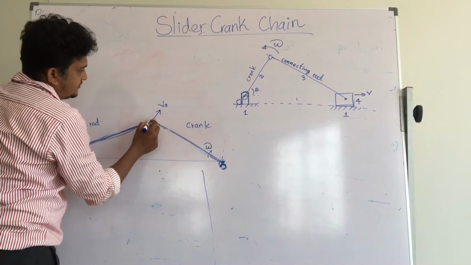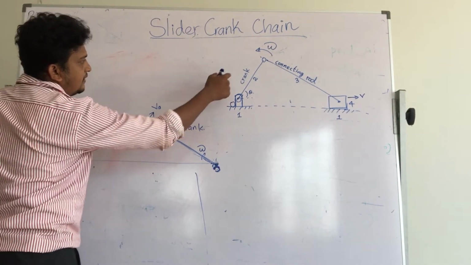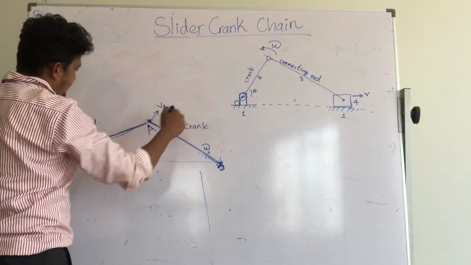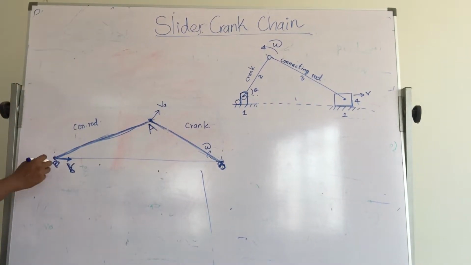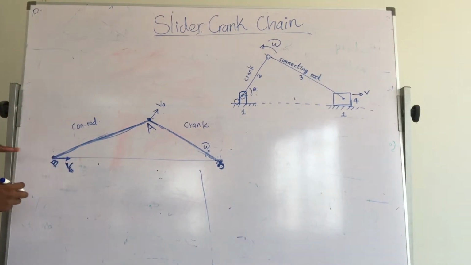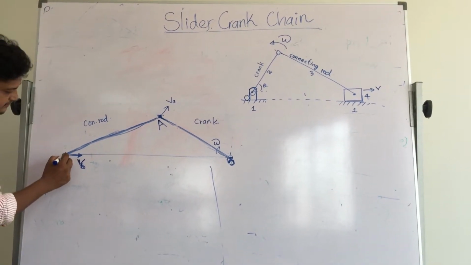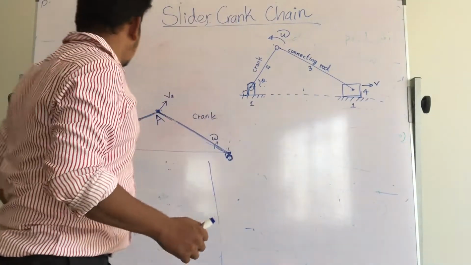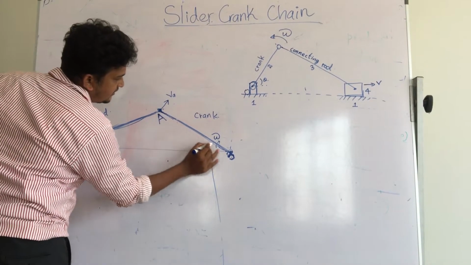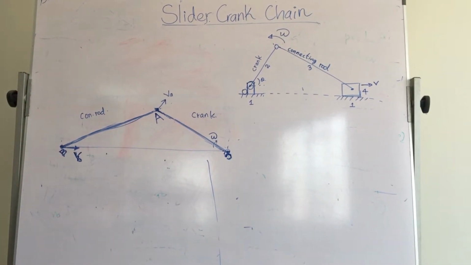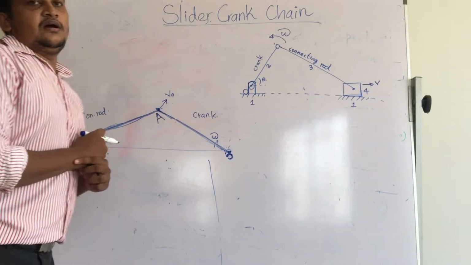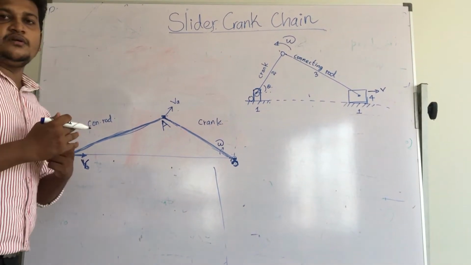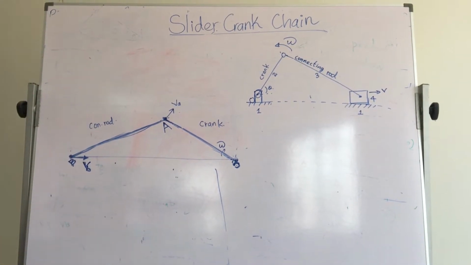So I denoted this one as OA, which represents the crank, and this one represents the connecting rod. This piston is moving horizontally, right? So this velocity I denoted as VB. This is the kinematic diagram representation of this mechanism. We are going to come up with some useful equations in order to do this practical.